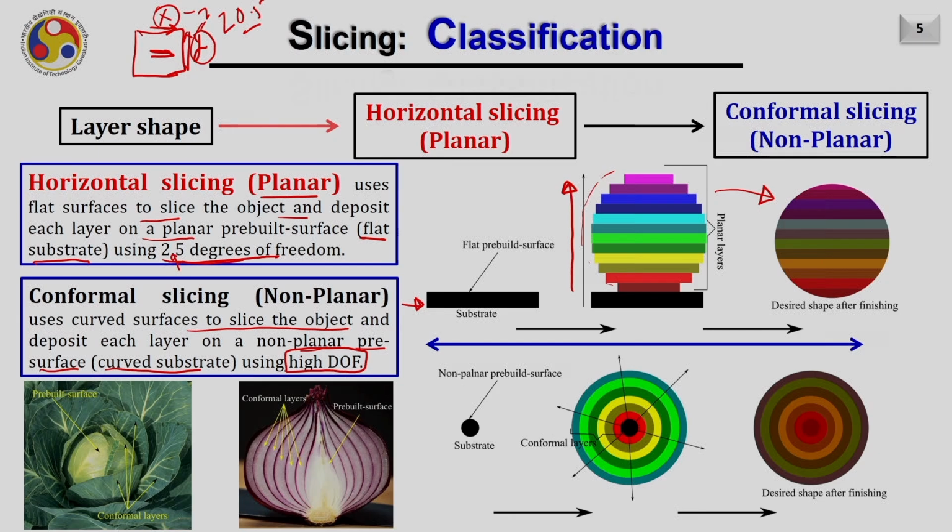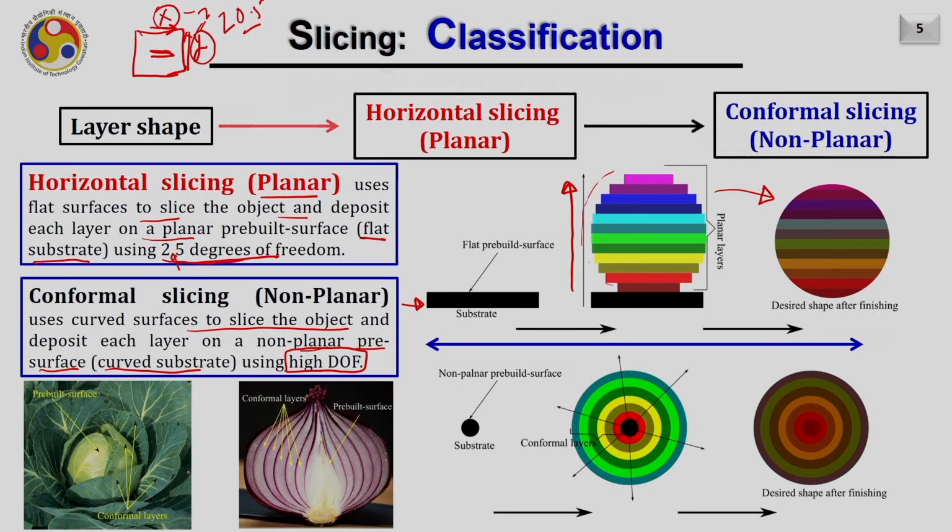This particular slicing methodology is very much inspired by nature. As you can see, some of the objects built in nature here on this slide, one is this and another is this. These objects are built in a layer by layer manner, but the layers are conformal to the previous layer or the substrate. Here you can see this onion, this is the pre-built surface and the rest of the layers are conformal to it. They are not added in a horizontal manner. A very similar example is shown here.